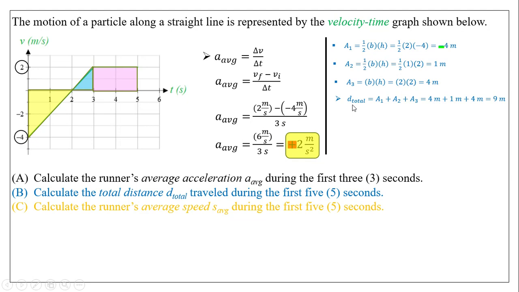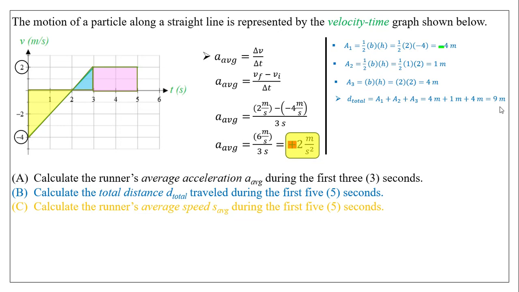So you notice here in my total distance, I put A1 plus A2 plus A3. But for A1, I use a positive value because I'm looking at distance, and distance is a scalar. So here, it walked 4 to the left, but I don't care about the direction. So it walked 4 steps, and then it turned around, it walked another step, and then it walked another 4 steps. So the total amount of meters that it walked is 9 meters, okay?